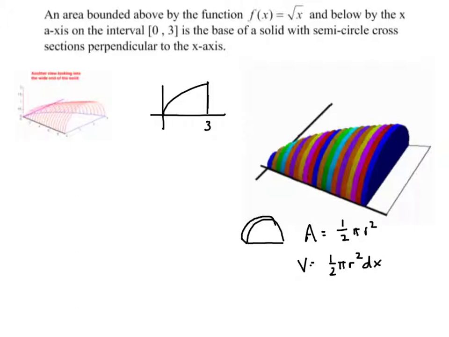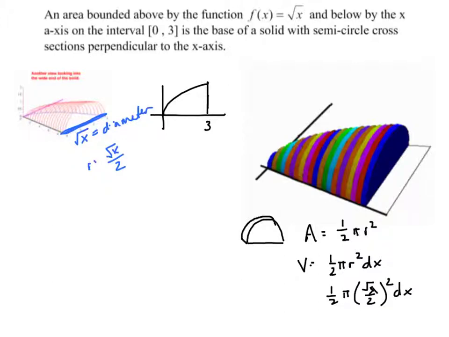And where this one gets a little bit tricky is I want you to think about, it made sense, I think, in the previous one that the function set the base. Well, the function is that blue line. The square root of x sets that base still, but that is not representative of the radius. This represents the diameter. So to get the radius, we need to divide it by 2. So this equation becomes 1/2 pi multiplied by the square root of x over 2, squared dx. So we integrate. Of course, this one will be from 0 to 3.